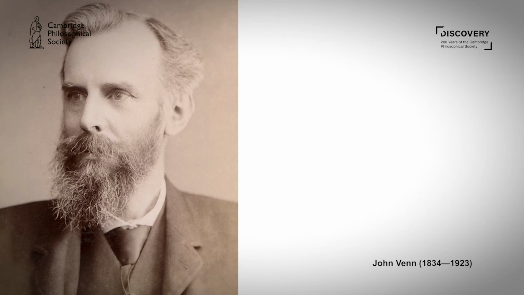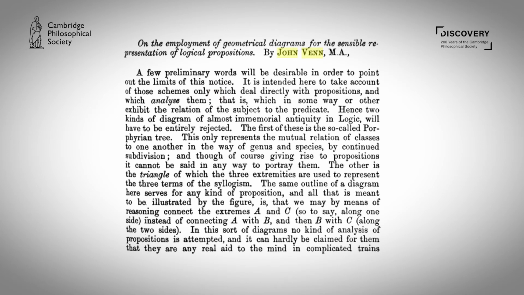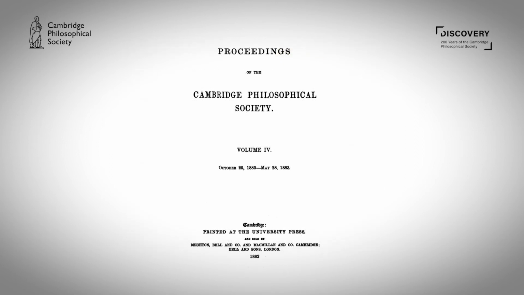Now, what do we know the name of John Venn for? We know him first of all not for his analysis of anthropometrics, but for his famous diagrams. He was interested in the theory of probability. And this, as a matter of interest, a mild diversion, this is the very first publication by Venn containing one of his diagrams, and the title of the paper is on the employment of geometrical diagrams for the sensible representation of logical propositions. And where was this important paper published? In the Proceedings of the Cambridge Philosophical Society.